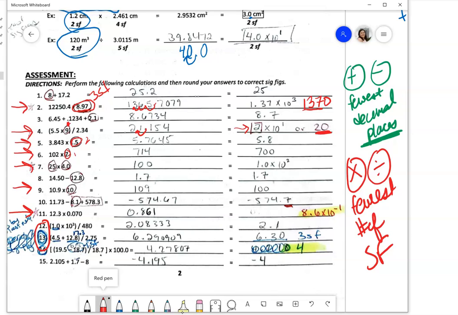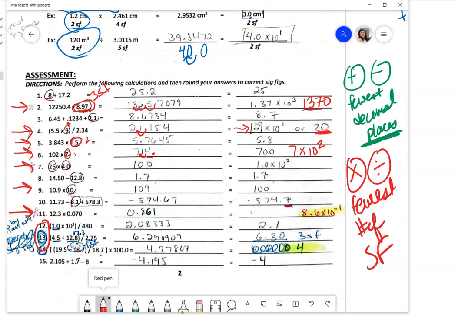And again, a lot of students get stuck here. So if you get stuck, remember there's an imaginary decimal we don't see here, and you can move it over twice. So this becomes 7 times 10 to the 2, or that's the same thing as saying 700.